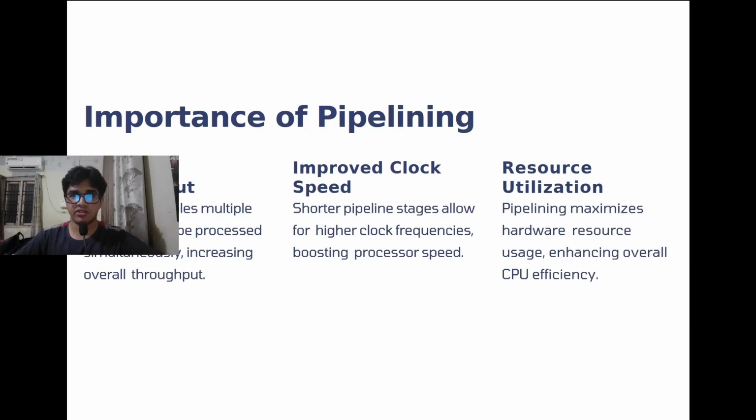Importance of pipelining: increased throughput. Pipelining enables multiple instructions to be processed at once, or simultaneously, increasing overall throughput. Improved clock speed: shorter pipeline stages allow for higher clock frequencies, boosting processor speed. Resource utilization: pipelining maximizes hardware resource usage, enhancing overall CPU efficiency.